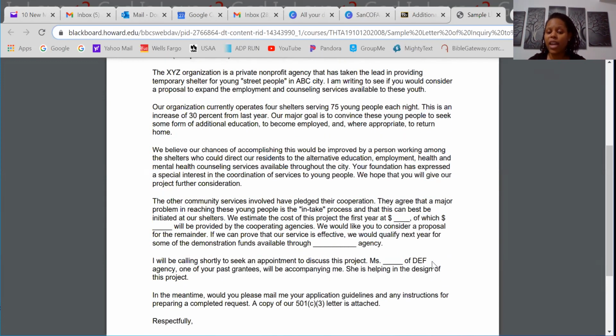They decided to attach their 501c3 letter. In some cases, if not attaching it here, you will definitely be required to attach it to your full proposal. In addition to all of the components we've talked about, there's also the additional materials section. And in most cases, your 501c3 letter is attached to that to confirm you are an existing nonprofit organization in good standing.